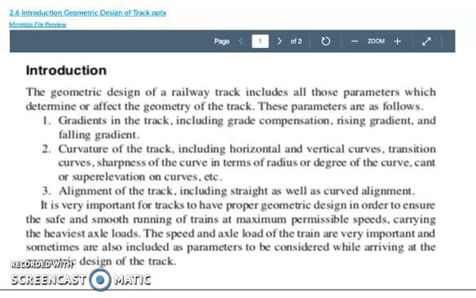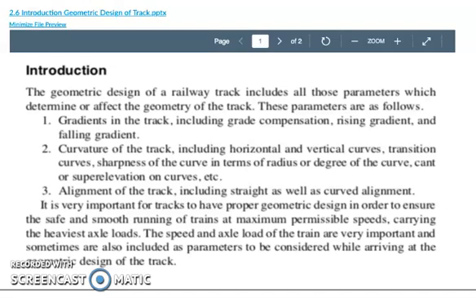When I talk about curvature, curvature has something to do with the horizontal and vertical curve. That is something to do with the transition curve, the sharpness of the curve in terms of radius or degree of the curve. So the curvature has something to do with the cant or superelevation on the curve. So the measurement of the curvature of a curved track is expressed in radius.